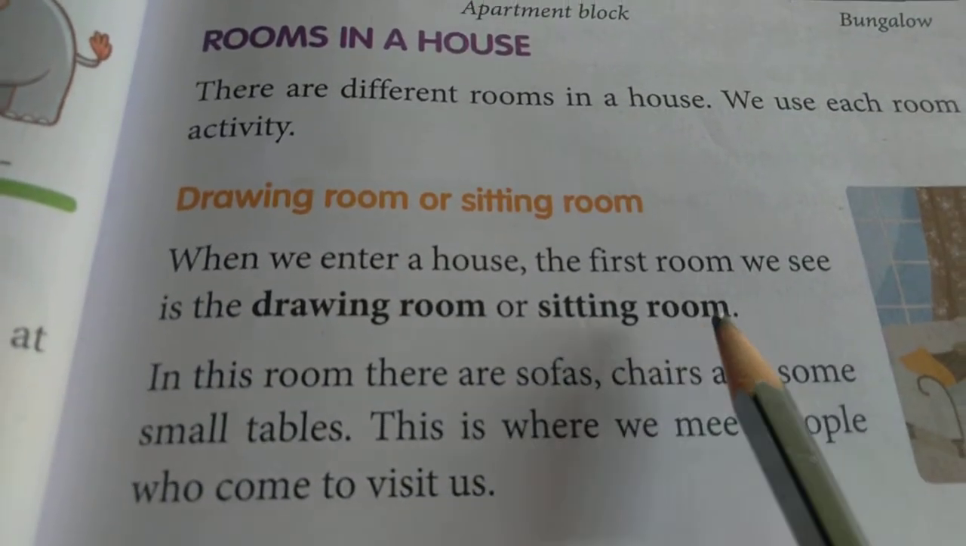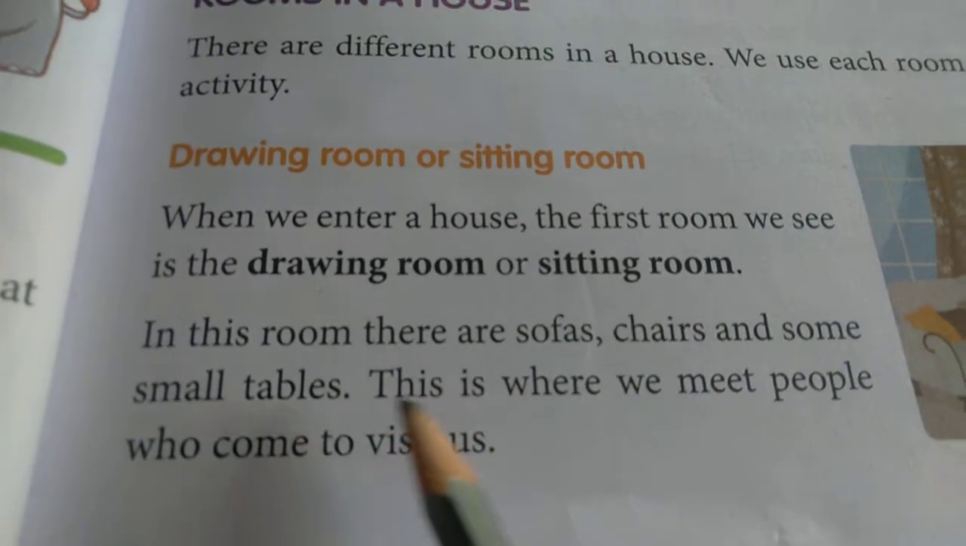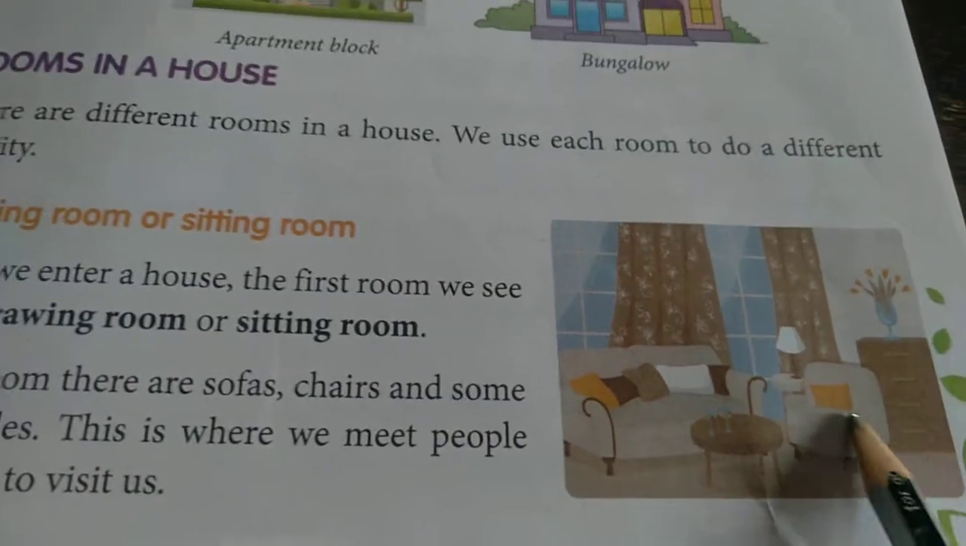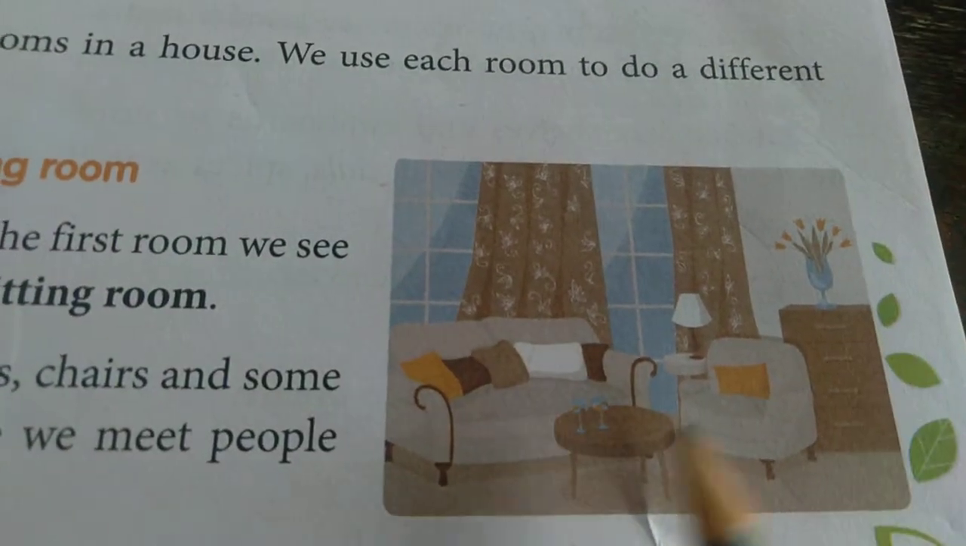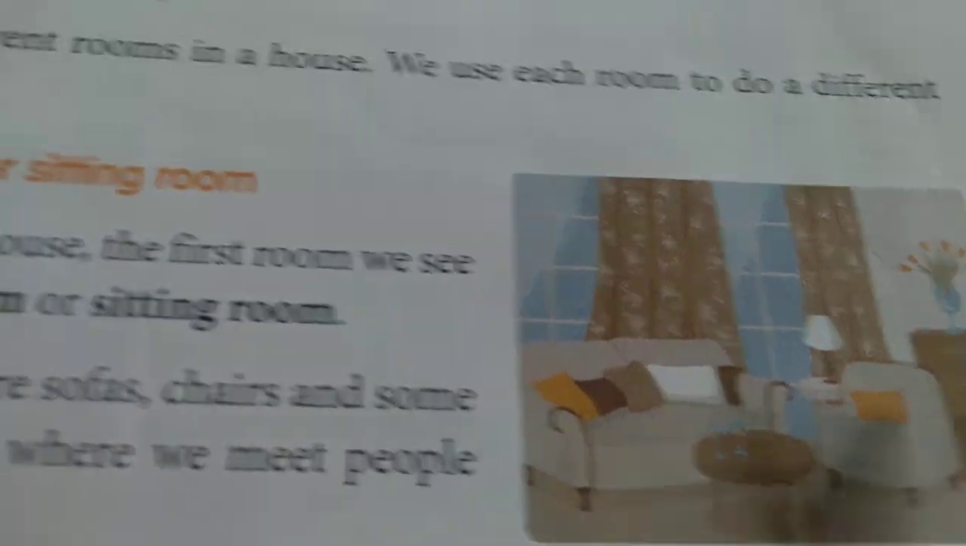It is where we sit and talk. In this room, there are sofas, chairs, and some small tables. This is where we meet people who come to visit us. Now, in the drawing room, see, this is the sitting room. We can find a sofa. It is well decorated. See, a table lamp is there. This is a table, sofa, etc.